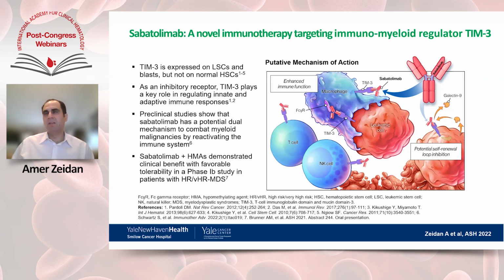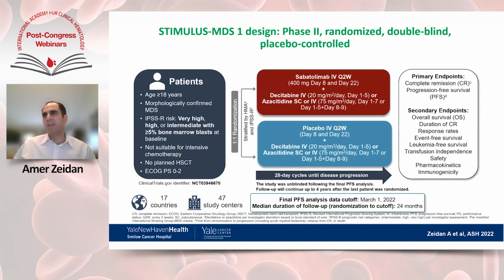TIM3 is an inhibitory receptor not only present on T cells, but also on innate immune cells, as well as the leukemia stem cells and the leukemia blasts. And the use of this antibody not only acts as an immune checkpoint inhibitor, but potentially can directly target the leukemia cells. Nice preclinical data and early phase data led to a randomized study, the STIMULUS-MDS1.